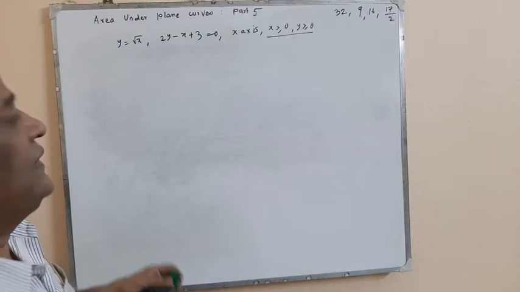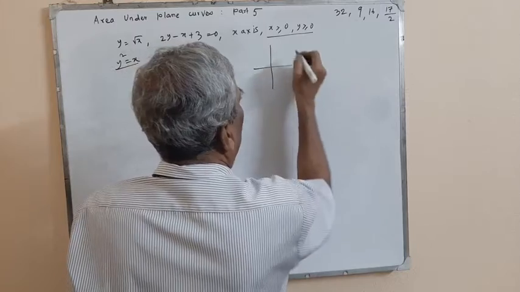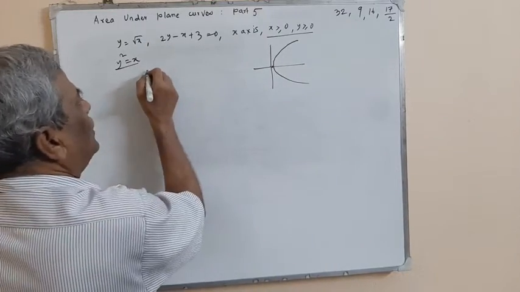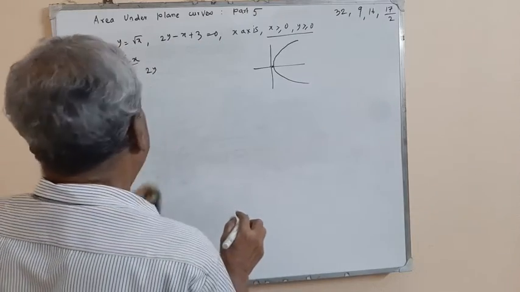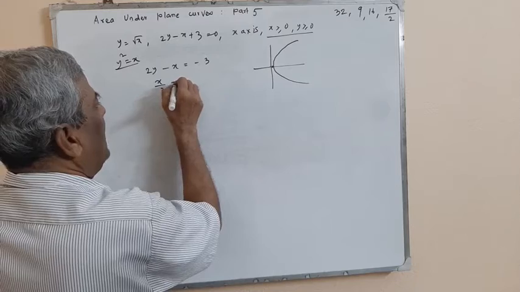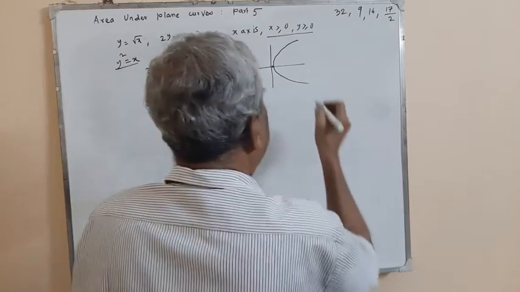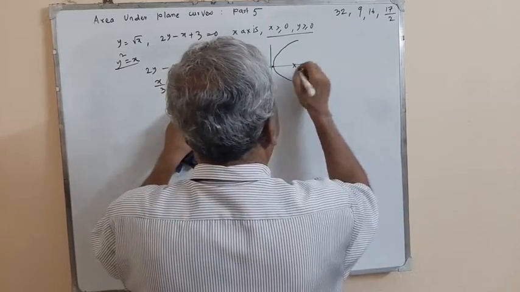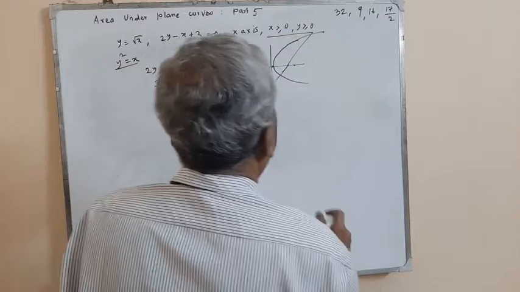Let us try to draw it. It is nothing but y squared is equal to x, this one, a parabola. Y squared is equal to x means this type. Vertex is there at the center. This is actually 2y minus x is equal to minus 3, a straight line. So it is x by 3 plus y by minus 3 by 2 is equal to 1. It is somewhere there. This is the picture. This is the figure.